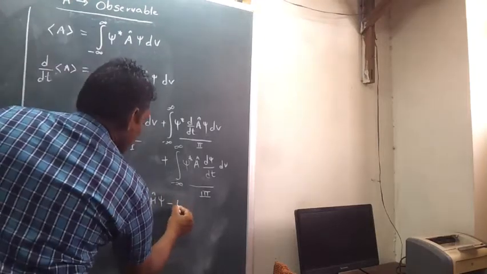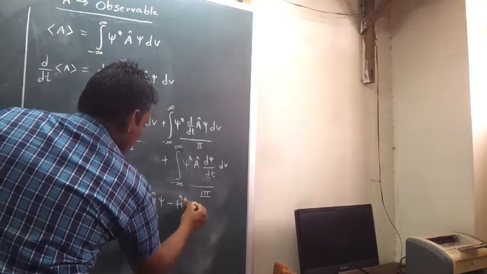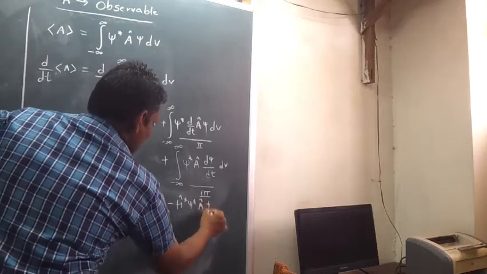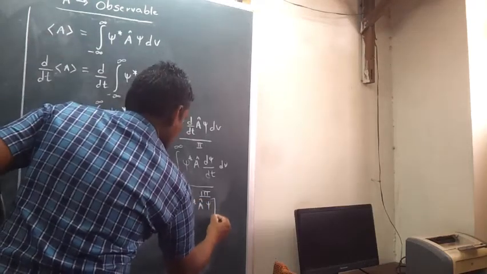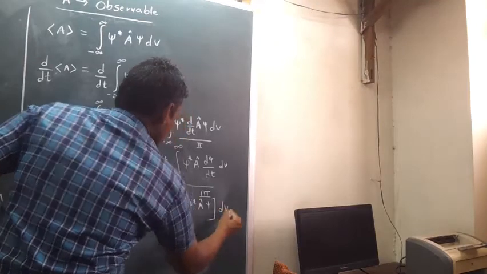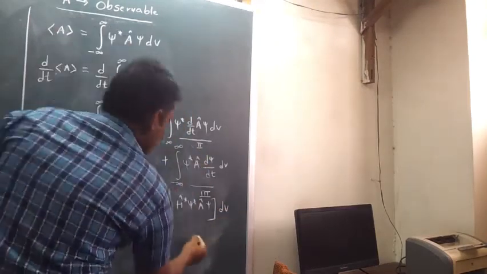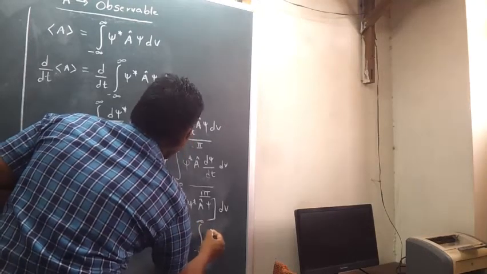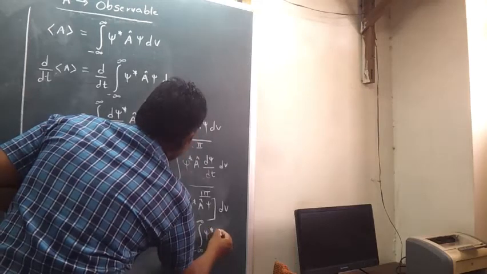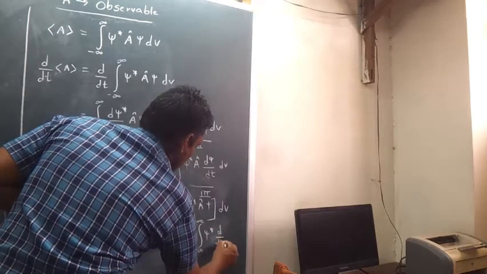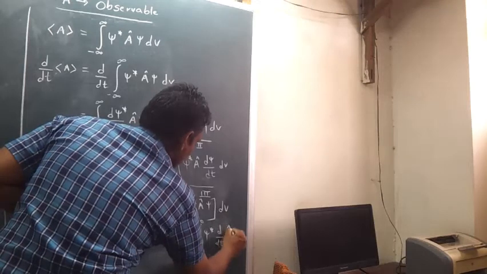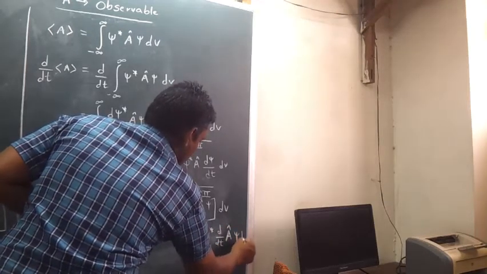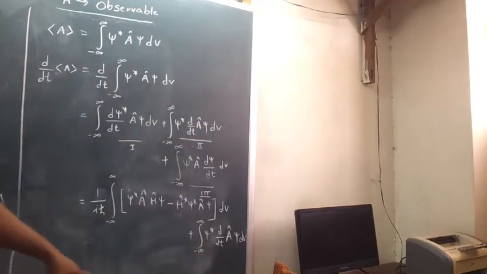It is minus H cap psi star A cap psi. Okay, so here the bracket is complete, and it becomes dV. And the second term stays as it is: integral from minus infinity to plus infinity of psi star, d upon dt of A, psi dV. So this is your second term as it is.